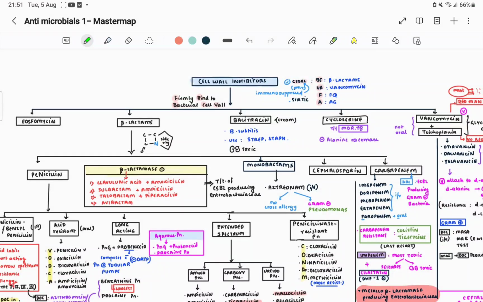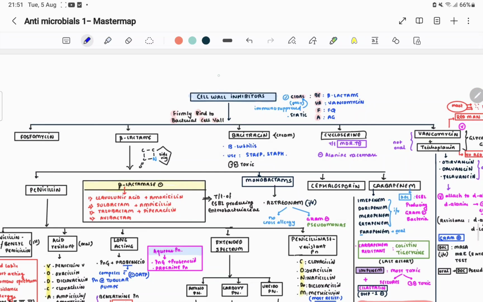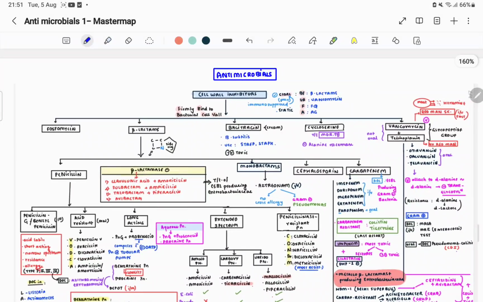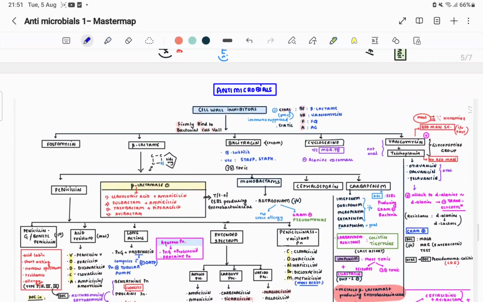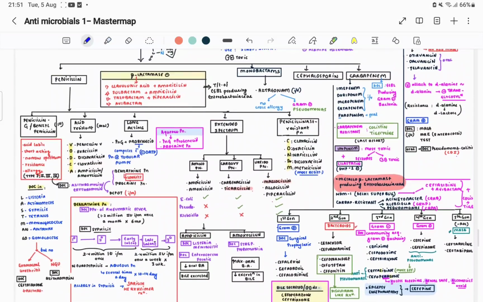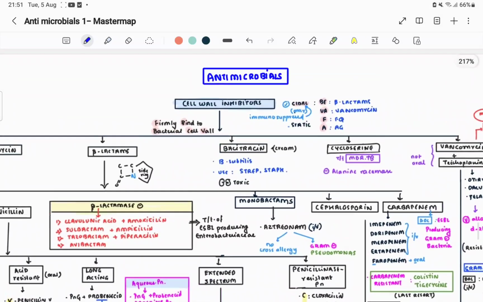Hello everyone. In this lecture we'll start with the very important and very vast chapter, that is antimicrobials. We'll try to keep it very crisp and I will highlight the important points. You can get the mind maps, you can DM me, and I will send you these mind maps. They are very concise.